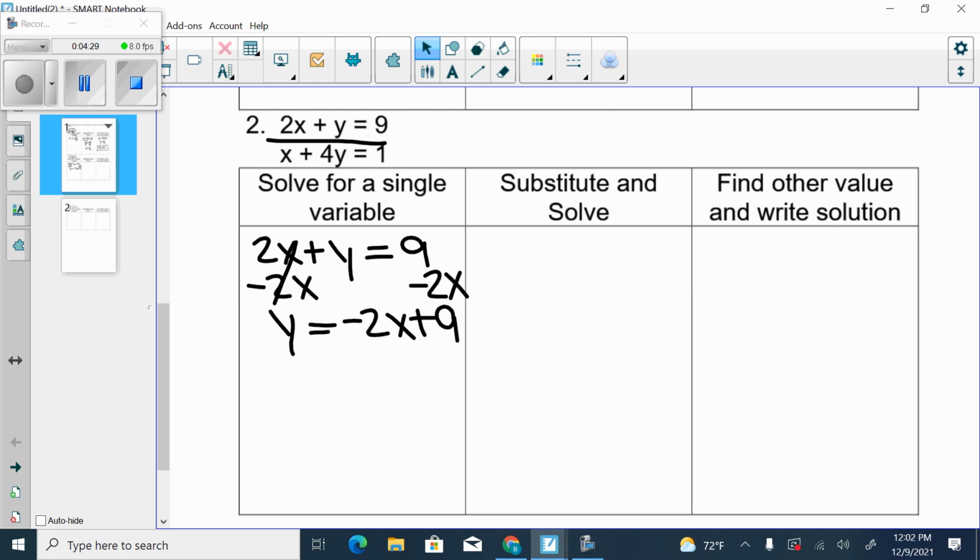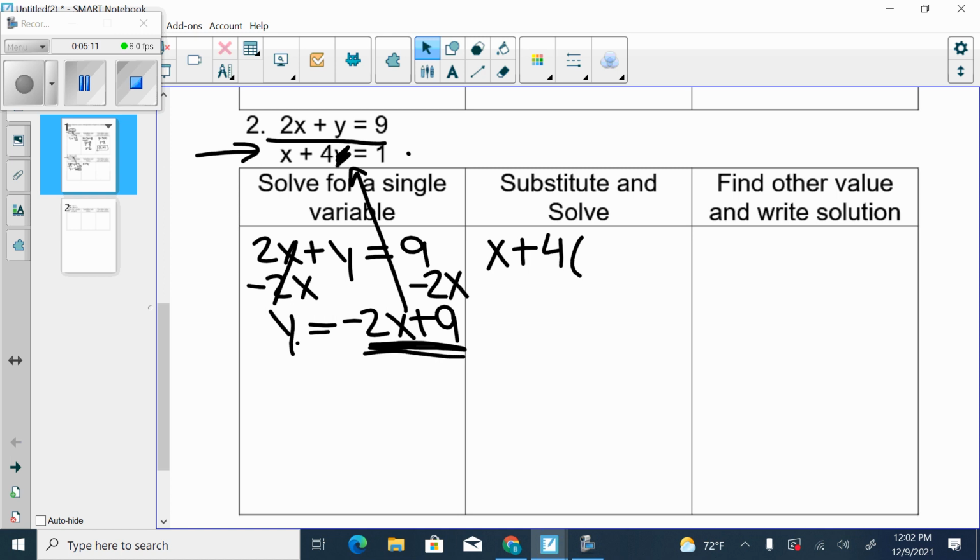Okay, so now do we have a letter all by itself? Yes. So that means anywhere there is a y in the other equation, I can replace it with what y is equal to. So now I'm looking at this other equation. Anywhere there's a y, we're going to take it out and put that in its place. Okay? So that's what it says now. Substitute and solve. So I'm going to start writing this bottom equation. The first thing in that equation was x plus 4, right. Take out your y, replace it with all of this.